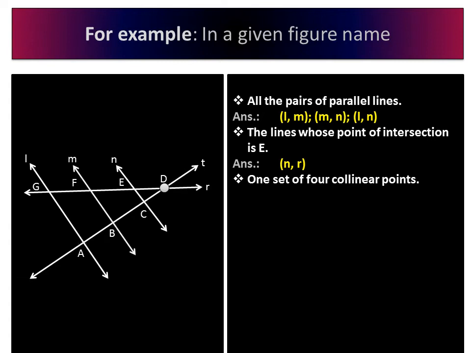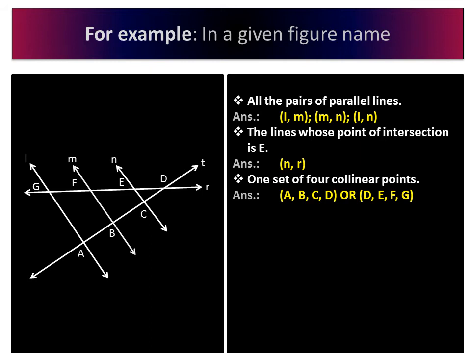See the figure carefully. Point D, point E, point F and point G also lie on the same line. So if you write points A, B, C, D, it is also right. If you write points D, E, F, G, it is also right.